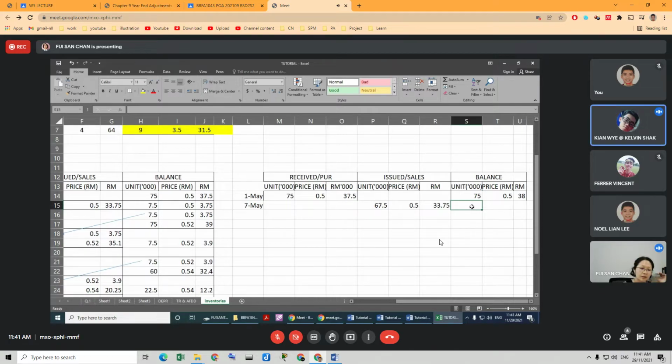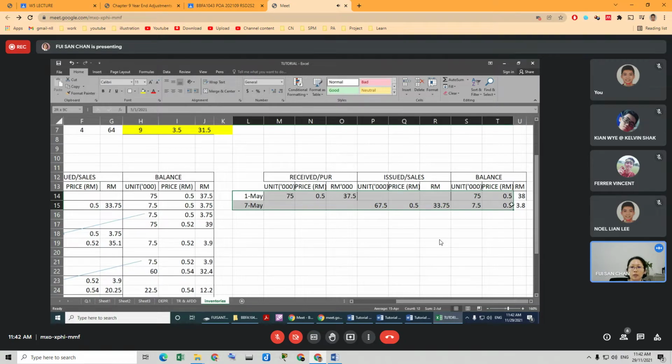7.5. Yes, 7.5 liter, right? At 50 cents. Is it? Yeah. Okay. At 50 cents. All right. So this is the end of week one, okay. End of week one.